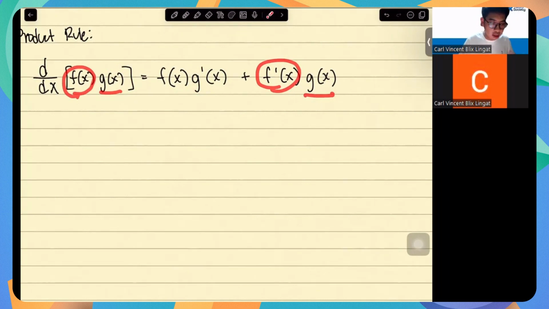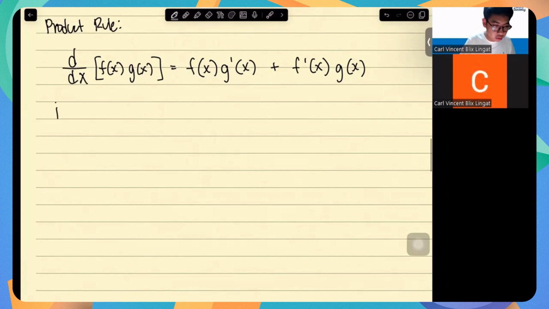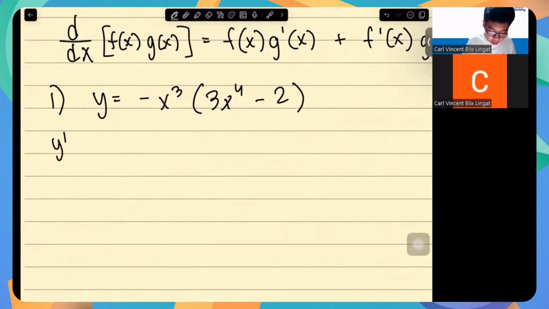So let me demonstrate an example where you can see the product rule in action. So number 1, we have y is equals to -x³ times 3x raised to 4 minus 2. So one way to solve this is to simply distribute the -x³, but that's not an application of the product rule. So I mean, it's fine to do it, but I'm just here to show you how the product rule works. So in this case, y prime is equals to, so let us keep our f of x function as it is. So it's this one.